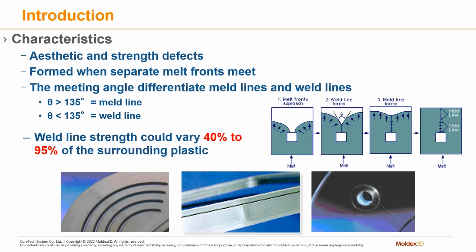The strength could vary all the way from 40% to 95% of the surrounding plastic, and it all depends on what the meeting angle is, at what temperature they are meeting, and so on.